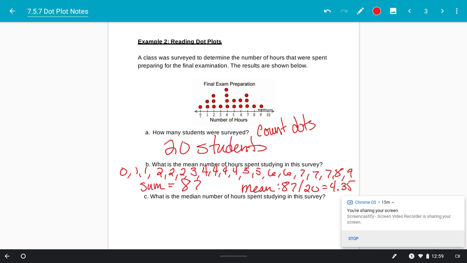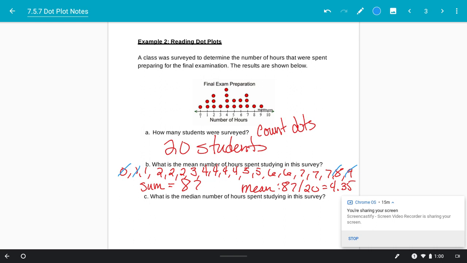Now we can also find the median. Now we can actually do the median from the data set that we just listed out in part B, right? So I could go through here and cancel out, right and left, and cancel those out, or left, right. Or I can actually find the median by going through on my dot plot. Now this is a little bit trickier.